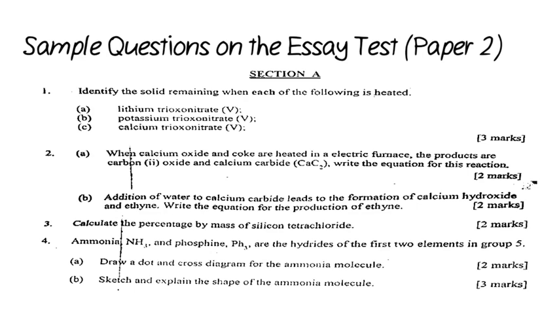Each part of the question that you're going to answer will be worth 1 mark, and the entire question will be worth 3 marks. If you identify the solid remaining when lithium trioxonitrate(V) is heated, you have 1 mark. You also have 1 mark if you answer potassium trioxonitrate(V), and 1 mark if you answer calcium trioxonitrate(V).